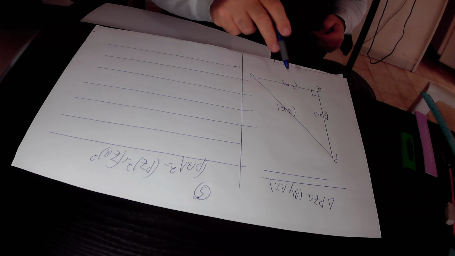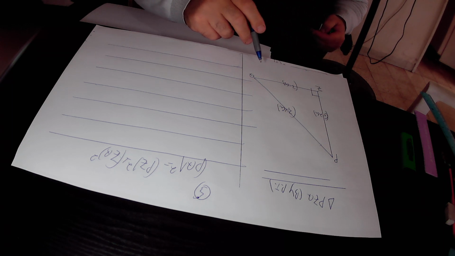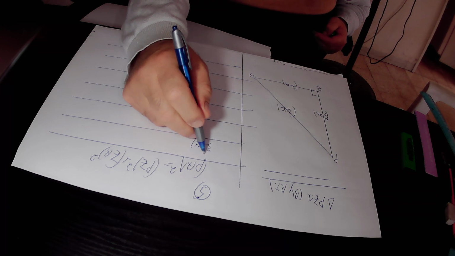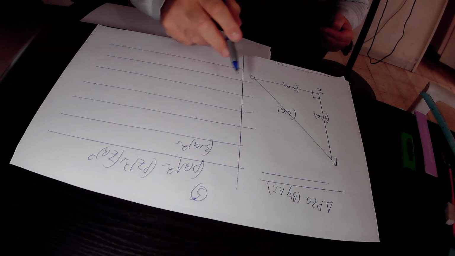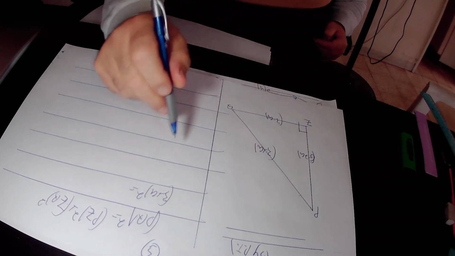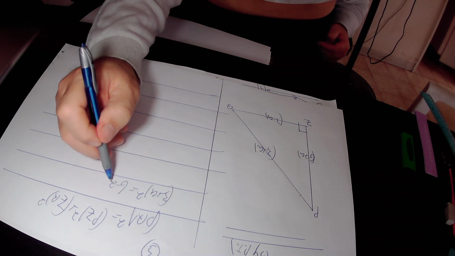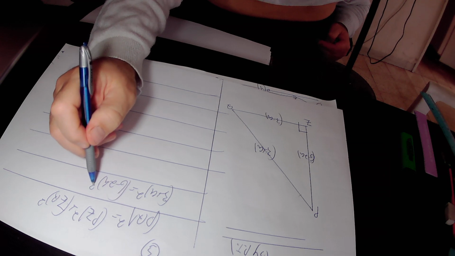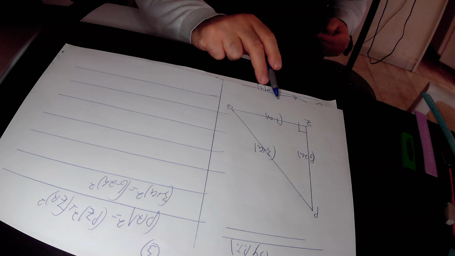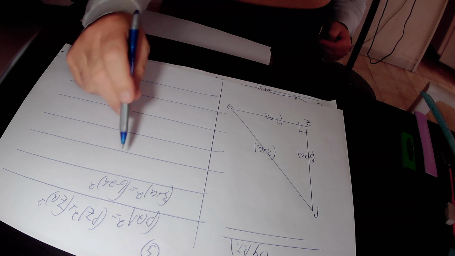The hypotenuse PQ equals 3 plus A units in its length, therefore PQ square is (3 plus A) square, and it is equal to PZ square. PZ is 6 minus 2A, therefore PZ square is (6 minus 2A) square, plus ZQ square. ZQ is 3 minus A, therefore ZQ square is (3 minus A) square.